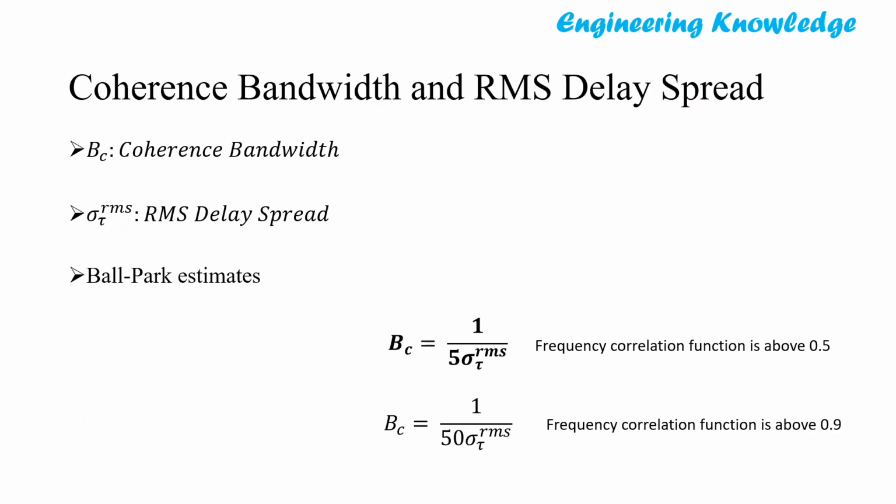The coherence bandwidth is related to the RMS delay spread. Delay spread is because of the multiple copies reaching at different time instances. So if we consider the frequency correlation to be 0.5, or 50%, it is denoted by 1 upon 5 sigma tau RMS. When we consider it to be 90% correlated, then it becomes 1 upon 50 sigma tau RMS. But the most important thing is that it is inversely proportional to the coherence bandwidth. So in this way we can calculate the coherence bandwidth given the frequency correlation and the sigma tau RMS, which is the RMS delay spread. These estimates are called ballpark estimates.